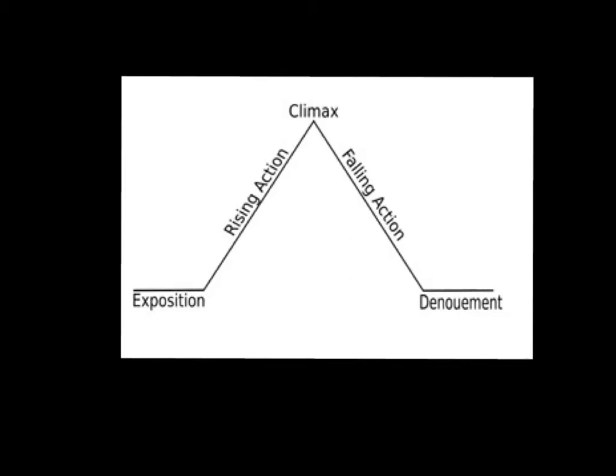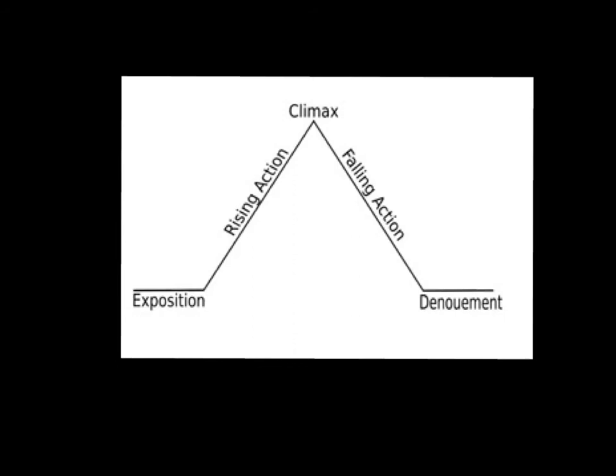The two stages of the denouement are known as the falling action, where all the subplots of the story are wrapped up, with the last stage of plot development being the resolution. The resolution is how the story ends. It's the happily ever after.